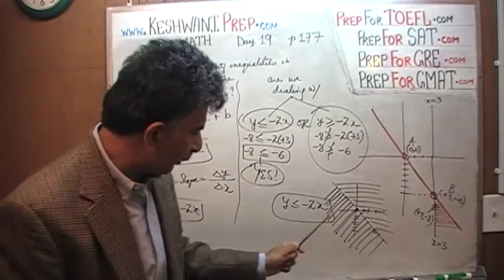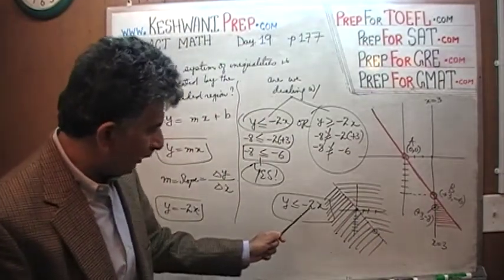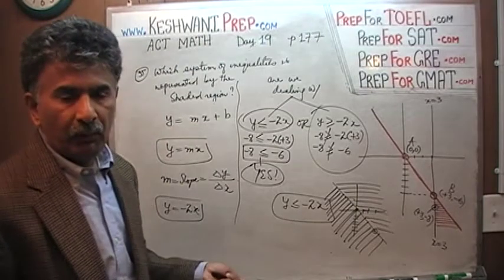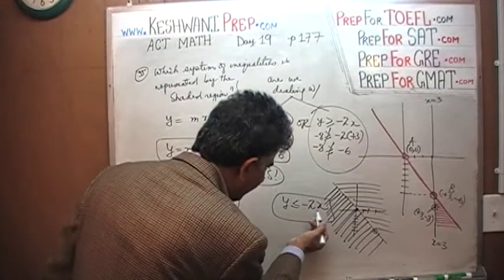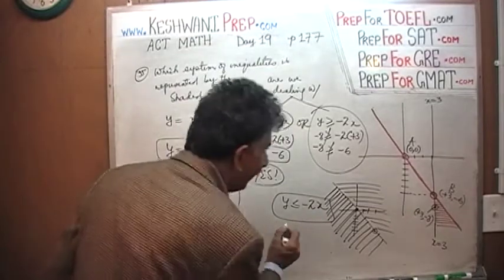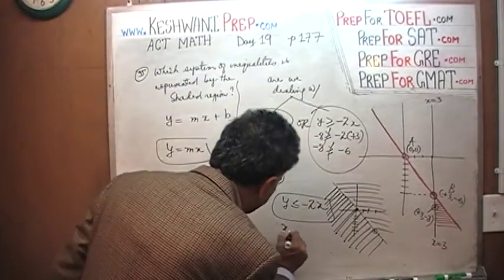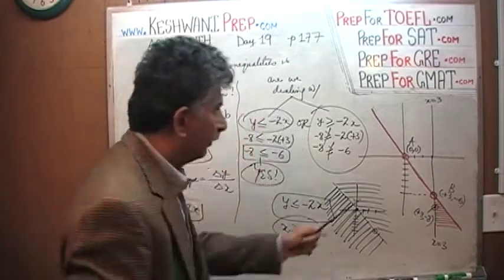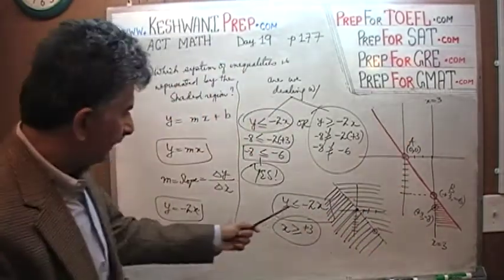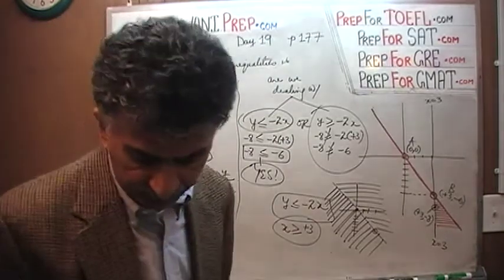And because it's the lower region, y has to be less than or equal to negative 2x. So now all we have to do is find a combination which says that y is less than or equal to negative 2x and x is greater than or equal to positive 3 for this line here. And that's it, we are done. Anything that gives us this combination is what the right answer is.